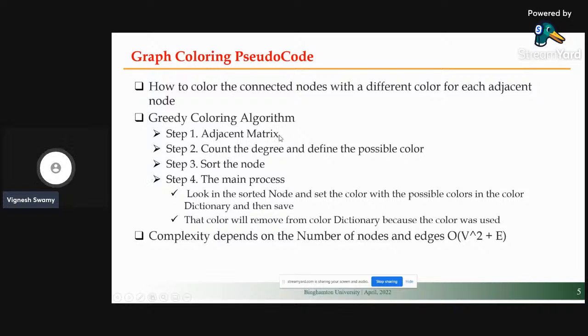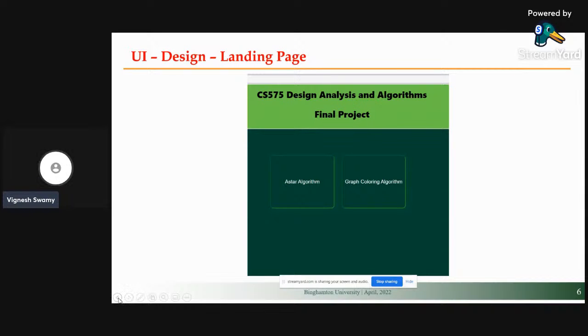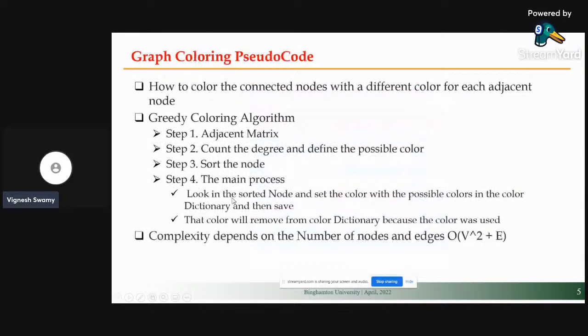And here the approach I use is the greedy algorithm. There are various ways we can do this, like backtracking or dynamic programming, but I have chosen the greedy algorithm in order to make it very effective. The pseudocode is mentioned here. Let me explain it through a demo, but let me walk through the pseudocode quickly.